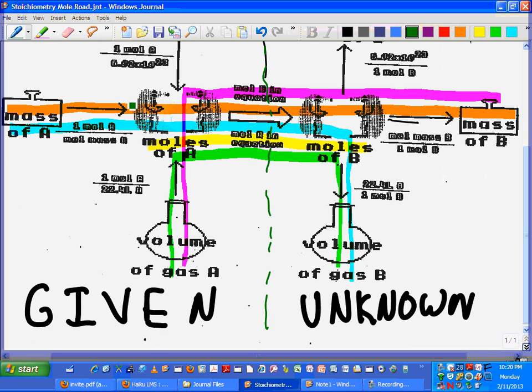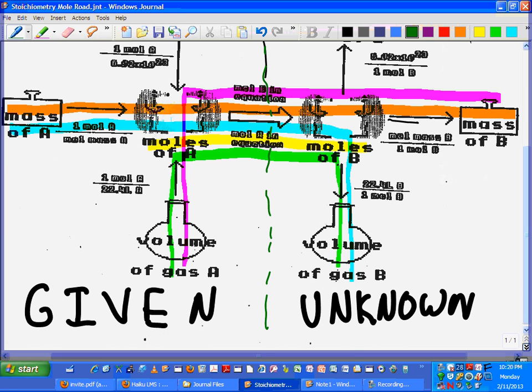This side is my givens. Over on this side, these are my unknowns. Those givens and unknowns can be anything. They can be products, they can be reactants, just two different materials in the same balanced equation. Oh, that's right. Should mention that. You always need a balanced equation for stoichiometry. Always. It's your first step. Get your balanced equation if it isn't given in the problem already.